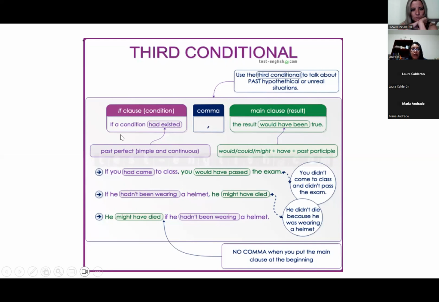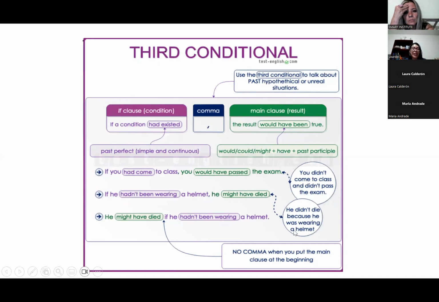So here you have some examples. If you had come to class, you would have passed the exam. So you didn't come to class and didn't pass the exam. If he hadn't been wearing a helmet, he might have died. He didn't die because he was wearing a helmet.